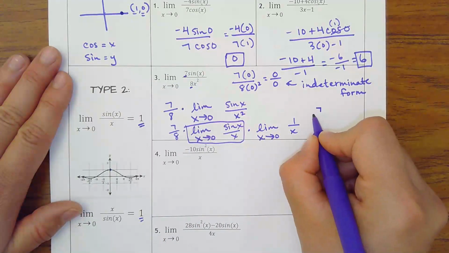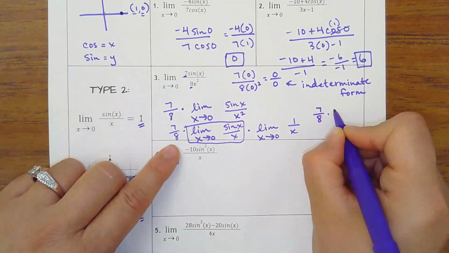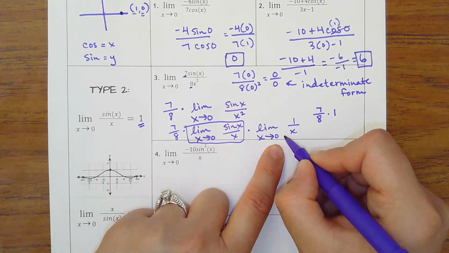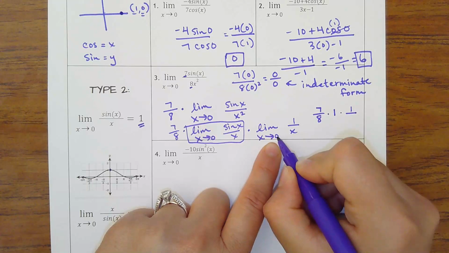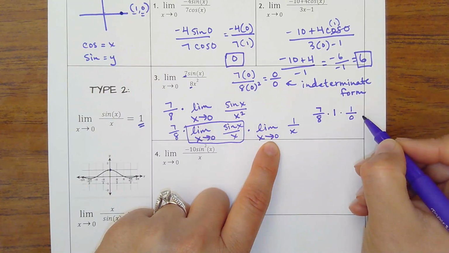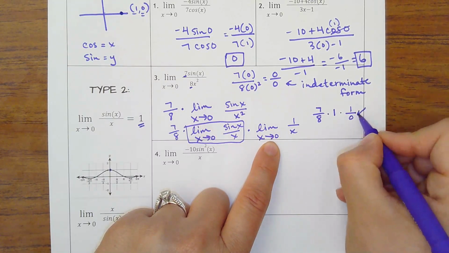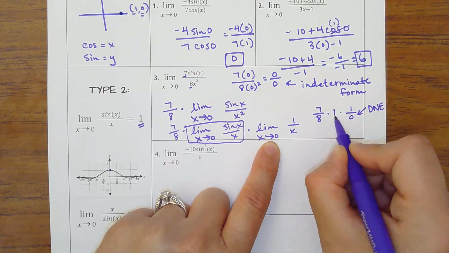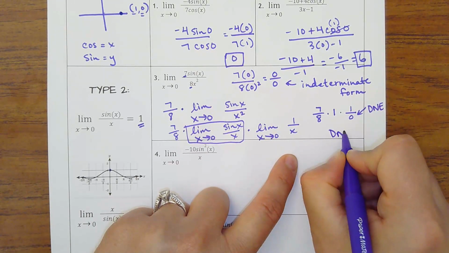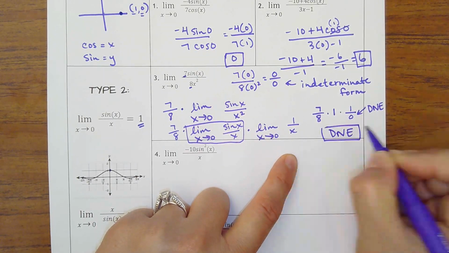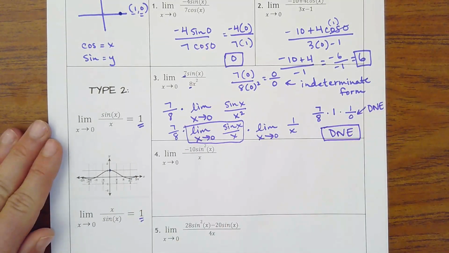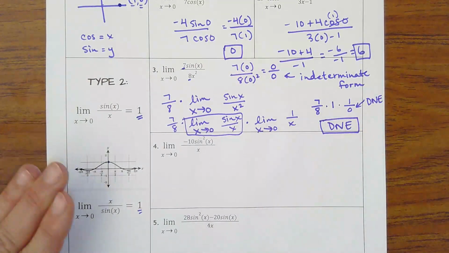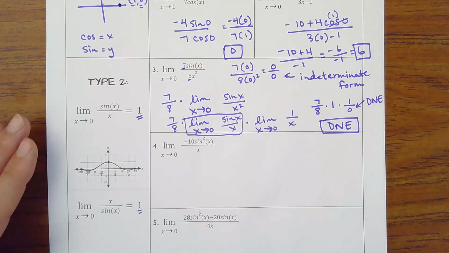So I have 7/8 times 1 times, think about this though. If I had 1 over x and I plug in 0, that does not exist. So if I'm trying to multiply something times something times something that does not exist, this whole thing does not exist. So that one was kind of a weird one to start out, but if that would have been a number, we would have just multiplied and it would have been good. All right, number 4.